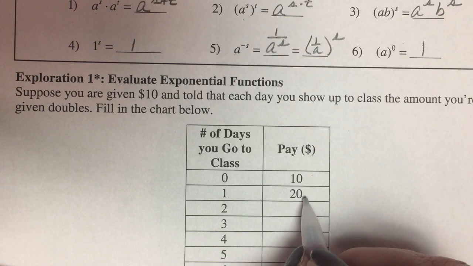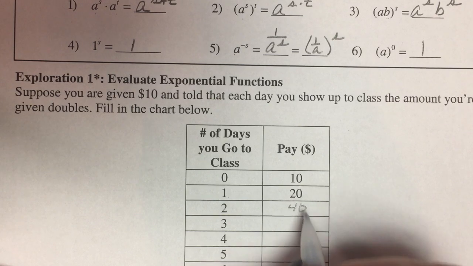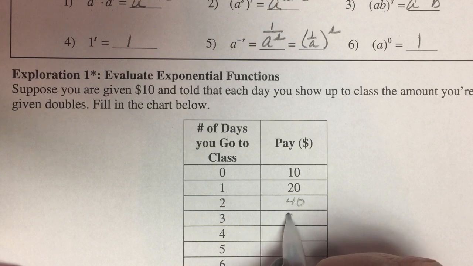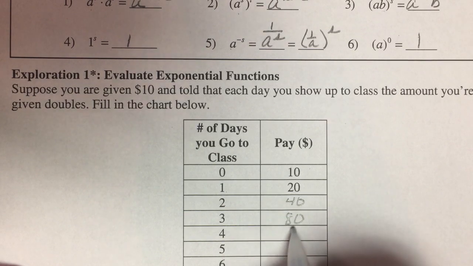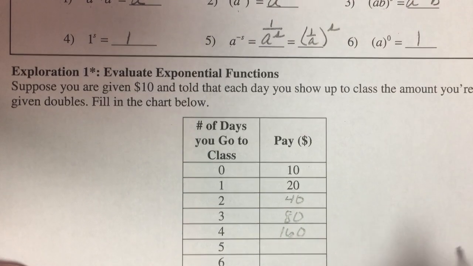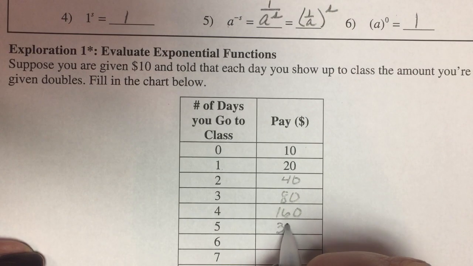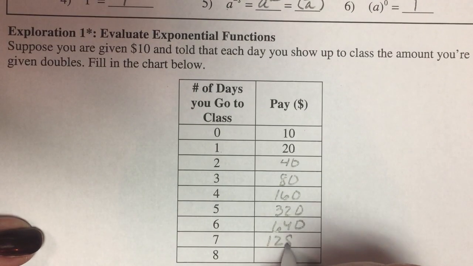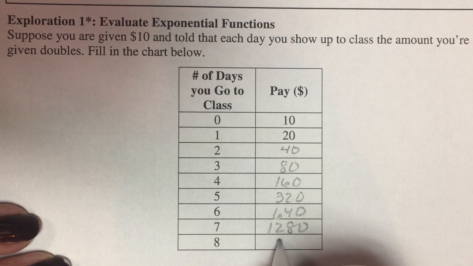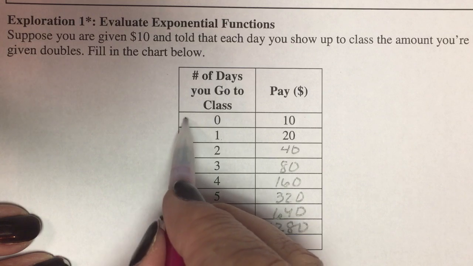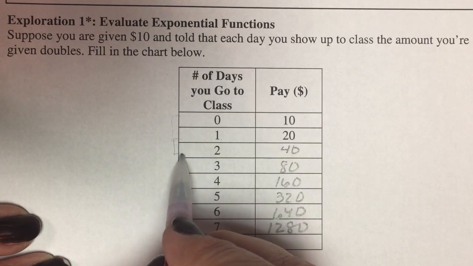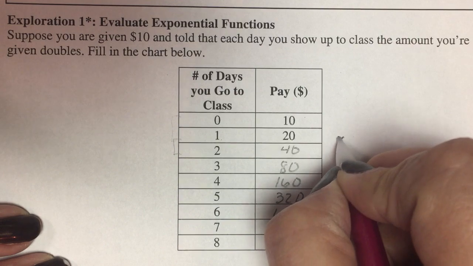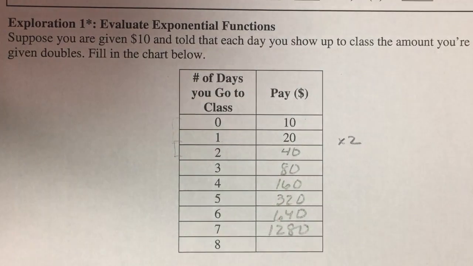Day 2, you're given twice that, so that would be $40. Day 3, you're given twice that, which is $80. Day 4, twice that, which is $160. Day 5, you're given $320, and then $640, $1,280, and I can't do that in my head, but you see what's happening. Every time this left column goes up 1, what's happening to the right column? It's being multiplied by 2.